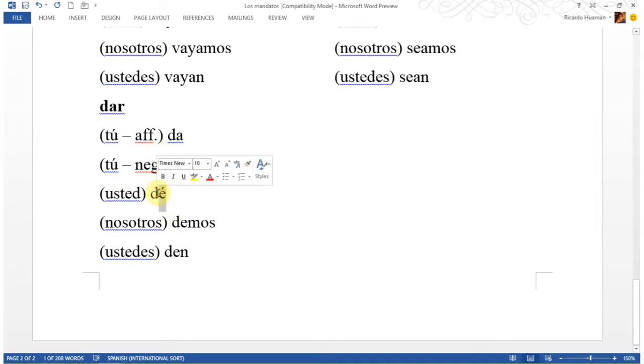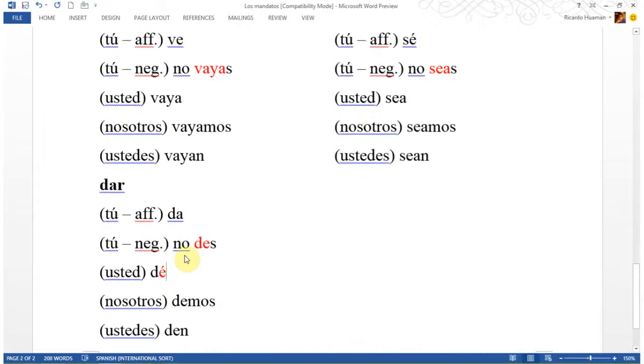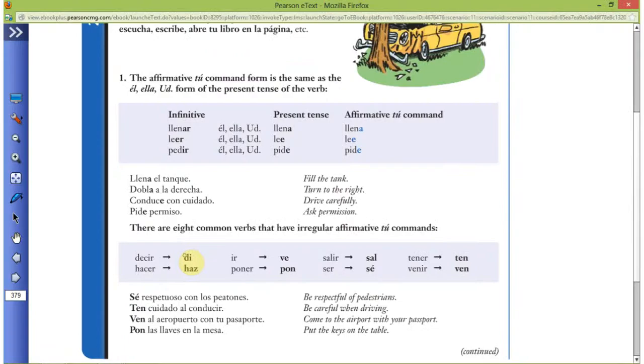This has an accent, so watch out for that. The only reason we put an accent is so that we don't confuse that with de, as in ¿de dónde es tu papá? Yo soy de California. That's why we put an accent there, so we don't get confused. Now we have this next section.